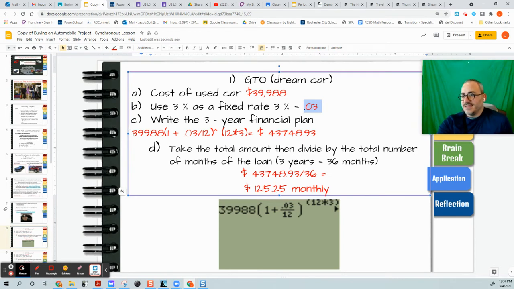And Mr. Cranbuell has it set up like this. This is how you do it if you're going to do it in one straight line. This is the equation. If you're going to do it maybe in your calculator, you do it more something like this, where it's $39,988 times 1 plus 0.03. That's our interest rate expressed as a decimal, divided by 12. Why do we divide by 12? Because that's how many months there are in a year. And we're going to raise that to the power of 12 times 3. Why 12 times 3? Well, the 12 comes from there being 12 months in a year, and the 3 is how many years we're looking at here.